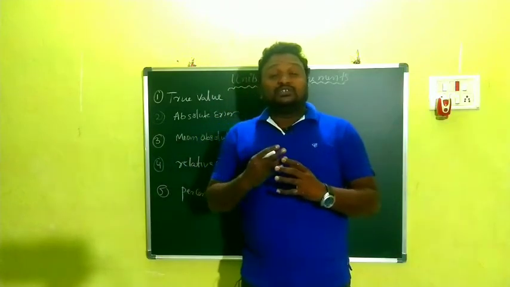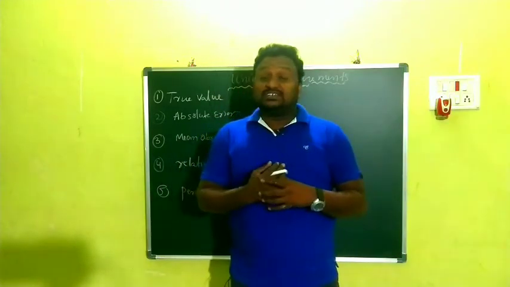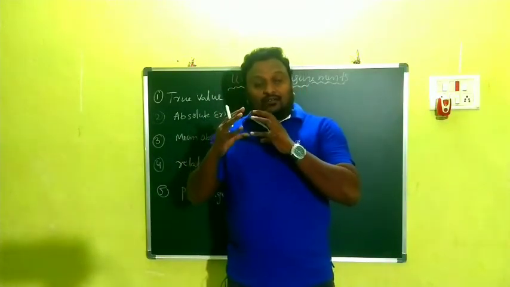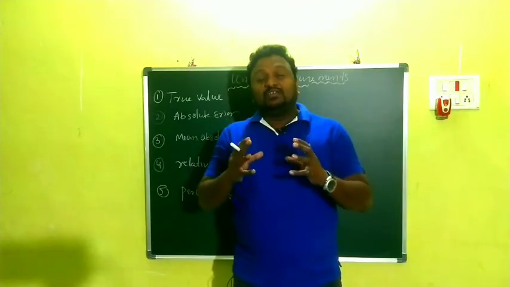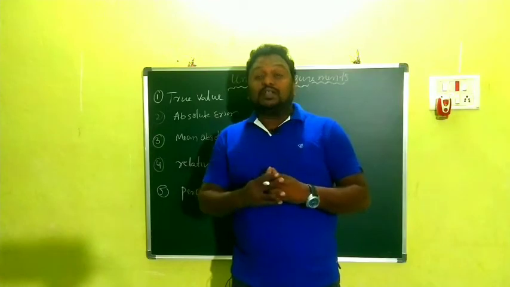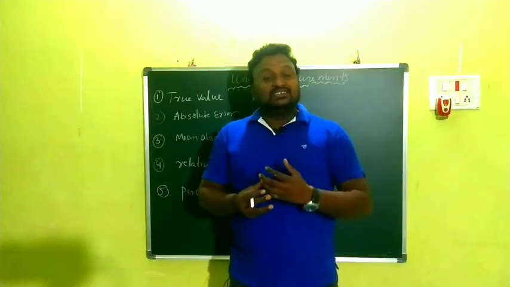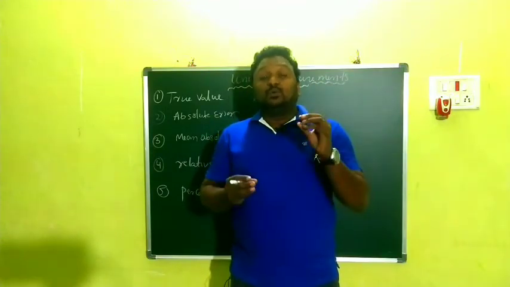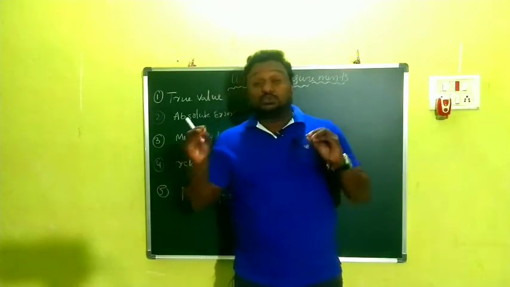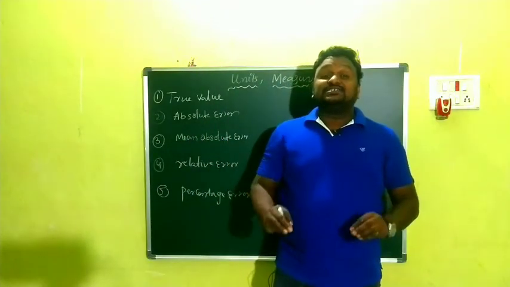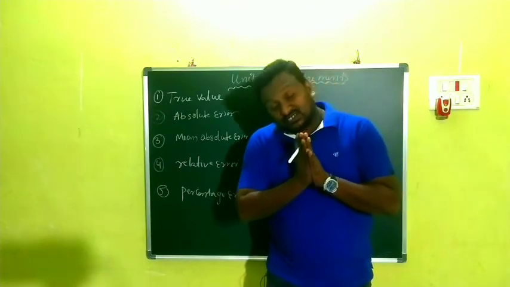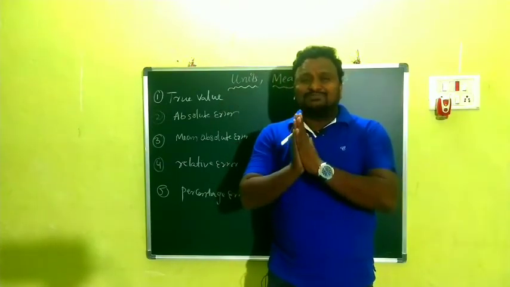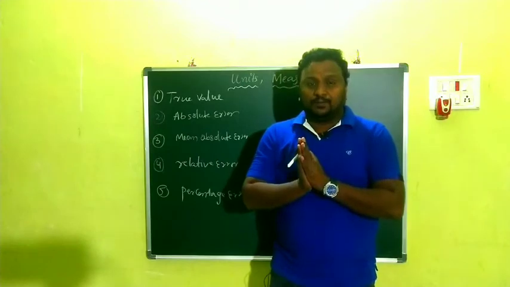At the time of the definition of accuracy I told you what that is. While we are doing any experiment, among the measured values, the value which is very close to the true value should be taken as the accurate value, and that is called accuracy. So first, what is meant by true value, that is clear now.